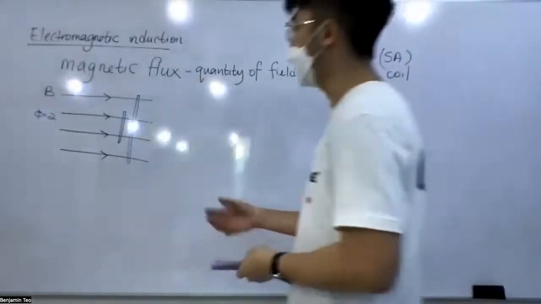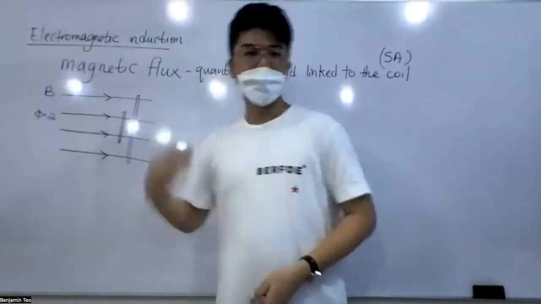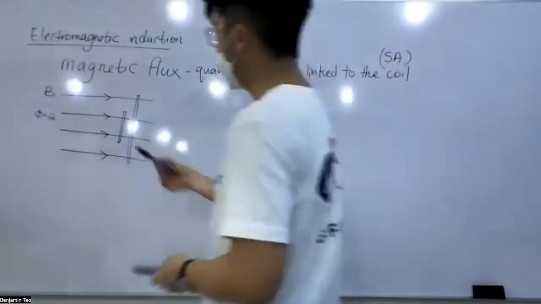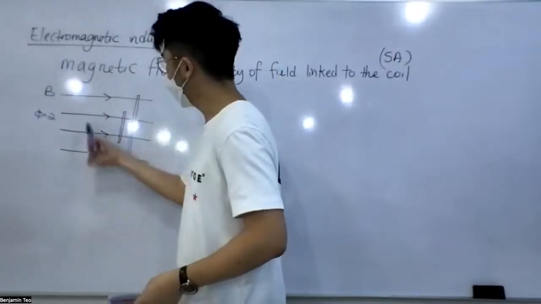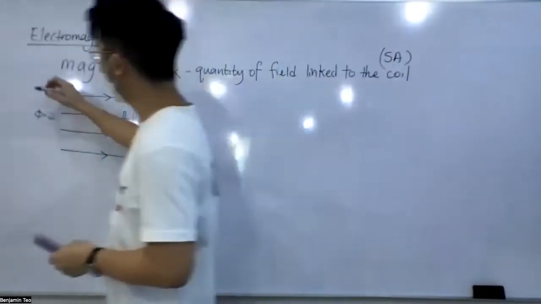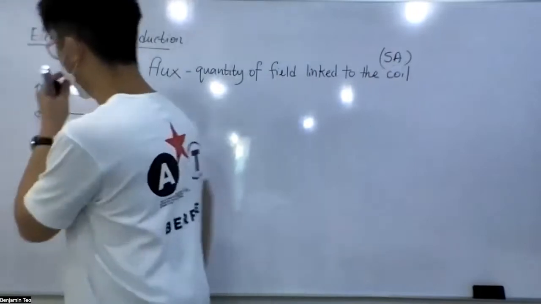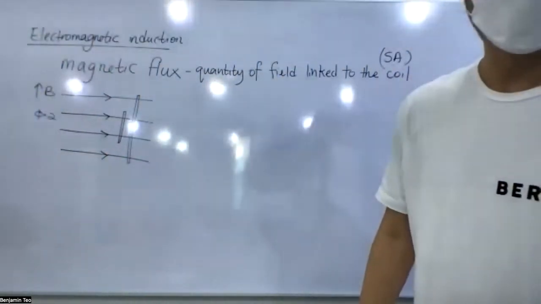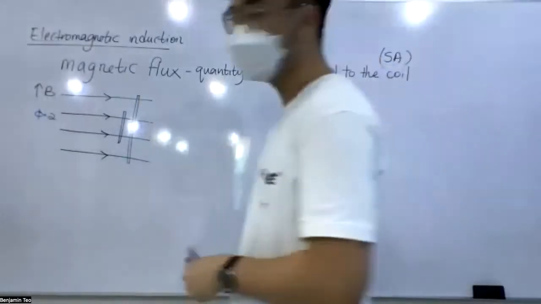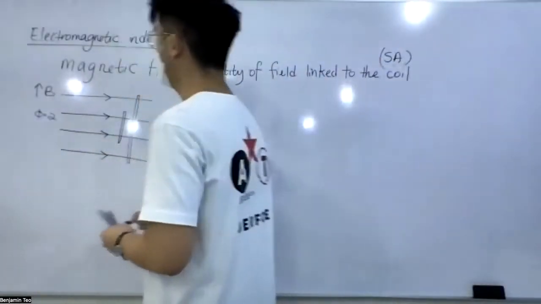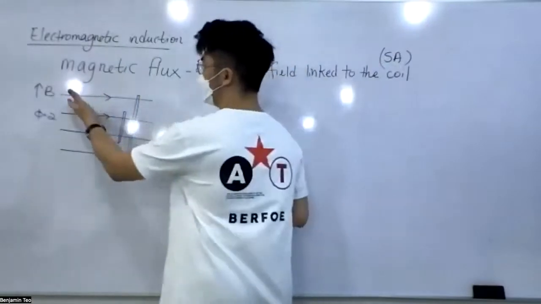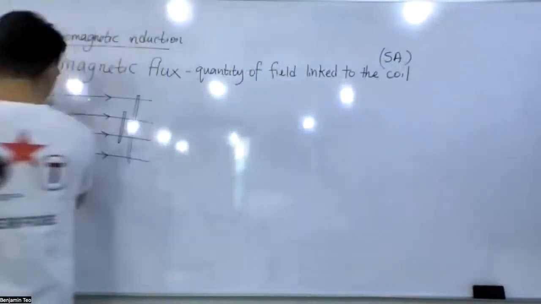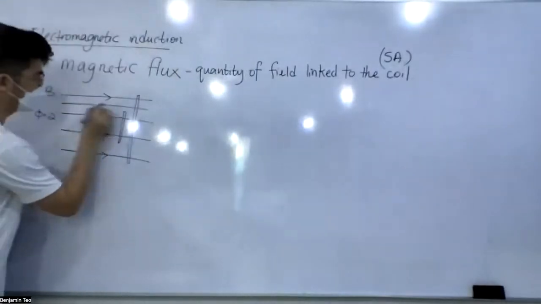How do I increase the quantity of lines crossing or passing through the surface area? I can increase the number of lines. To increase the number of lines, you are increasing the magnetic field strength, right? We call it magnetic flux density. If I increase the magnetic flux density, that means the field is stronger, the lines are closer together, so you will have more lines.